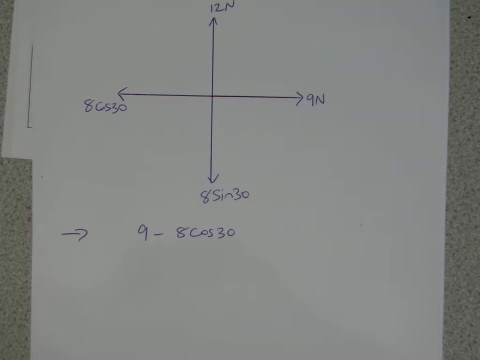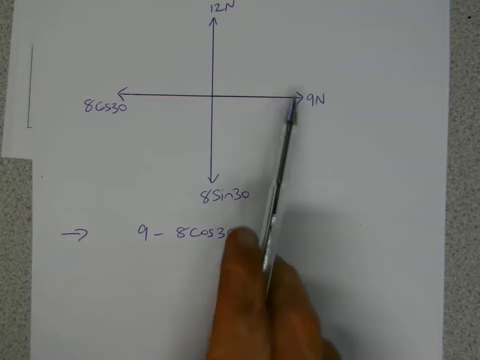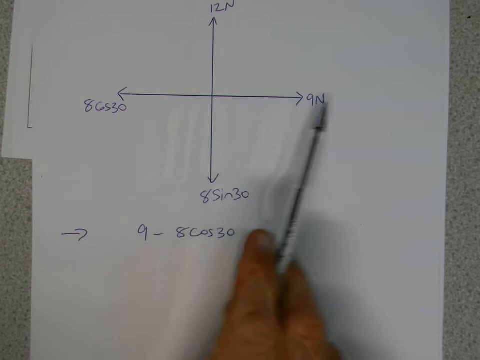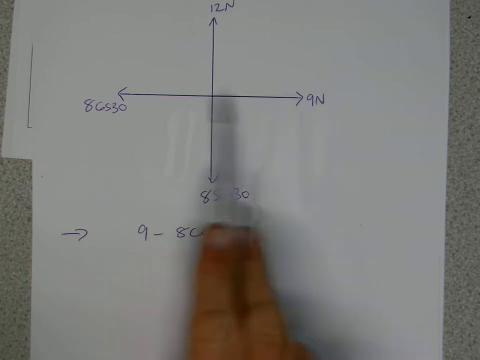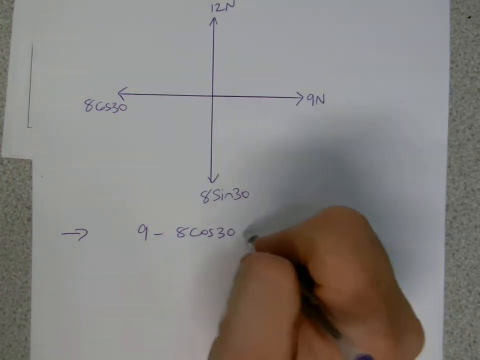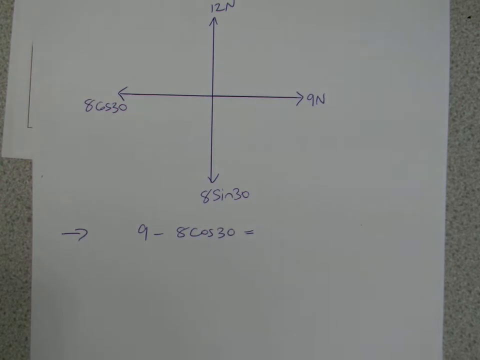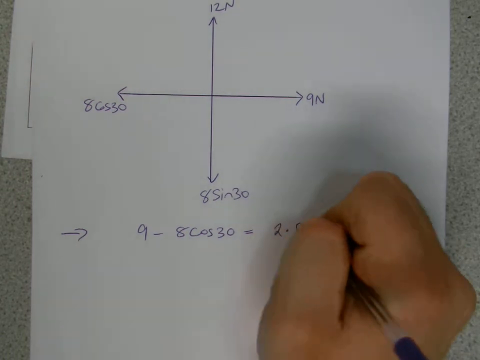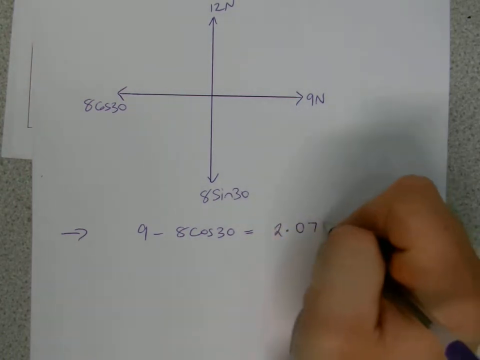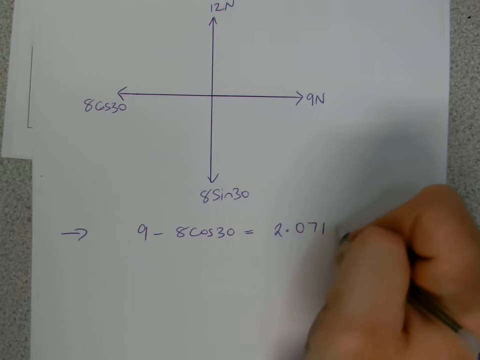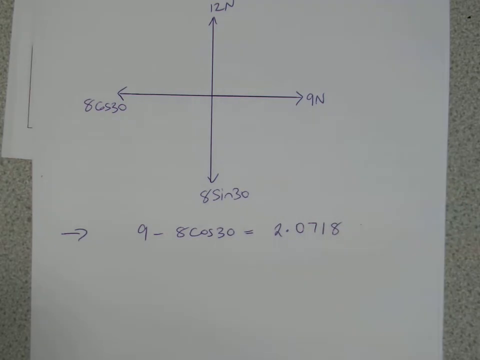So that means there's a resultant force. To get the resultant force, I see what the difference is between the two. I take that as positive direction, take away that, and I'll see what I get on my calculator. So I get my calculator, 9 take away 8 cos 30, and I get 2.07. Now I'll put a few decimal places, I'll go for 4 decimal places there.